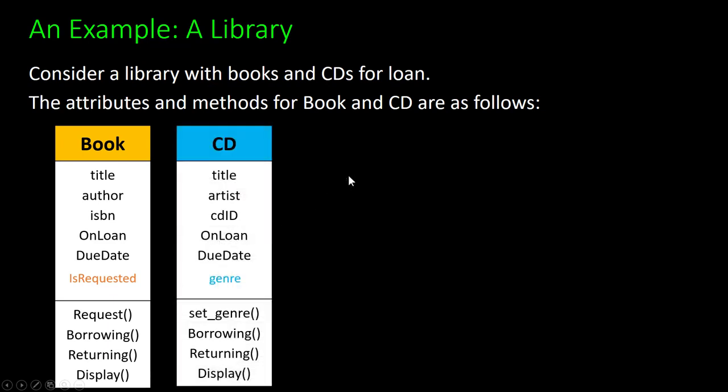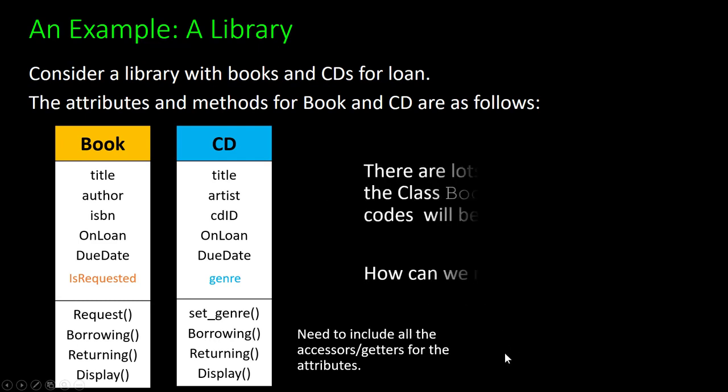In the case of CDs, similar, we have the title, but instead of the author, we have the artist. Instead of the ISBN, we have the CD ID. And then you can loan, whether it is on loan or not, true or false, and then the due date, the genre. We can also set the genre of the CD, then allow the user to borrow, return, and also display all these attributes. Now, I've not included all the necessary getters for the attributes, so they need to be there.